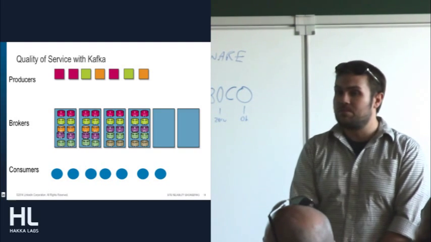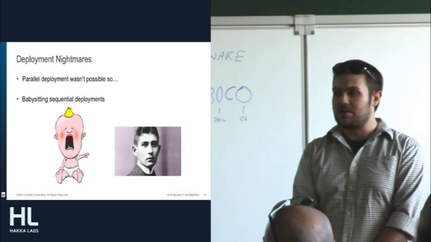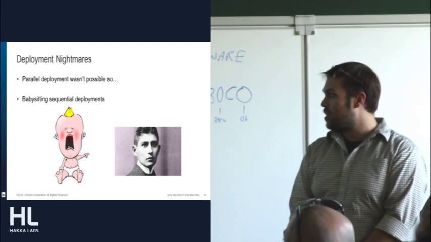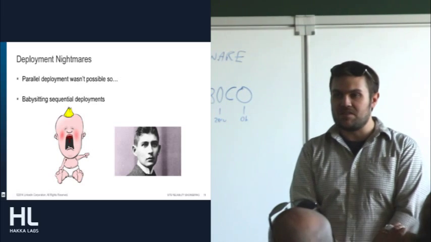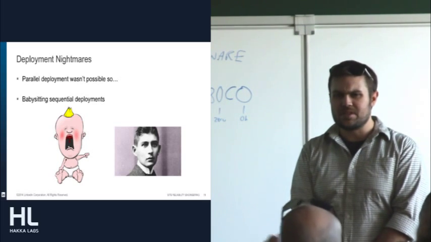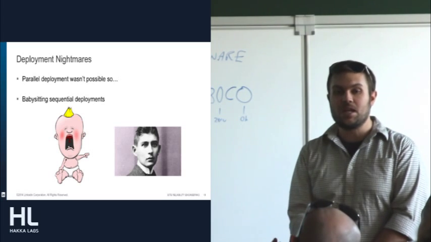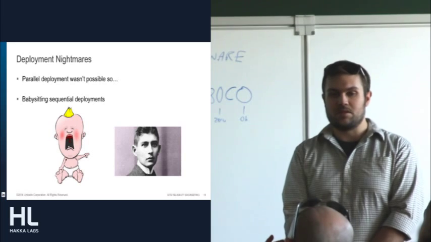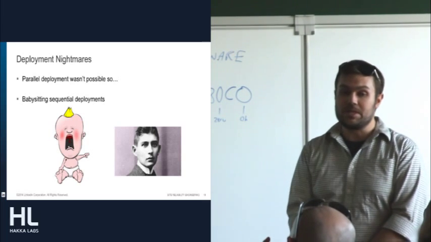So we also had deployment nightmares. With Kafka, as Todd mentioned, there's generally 2 replicas of every single topic. If you have more than 2 brokers down at any given time within a cluster, you start losing data. Those partitions are offline. So we were really scared to start doing parallel deployments, or rather, you couldn't do parallel deployments.